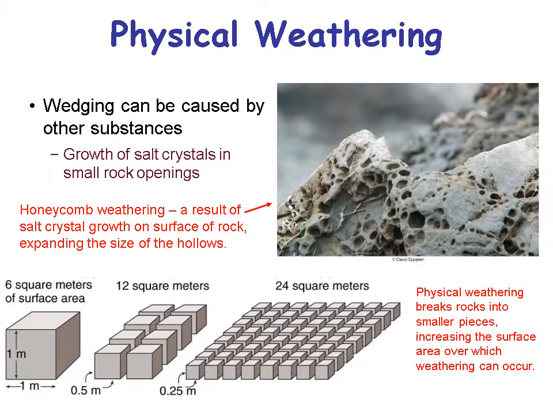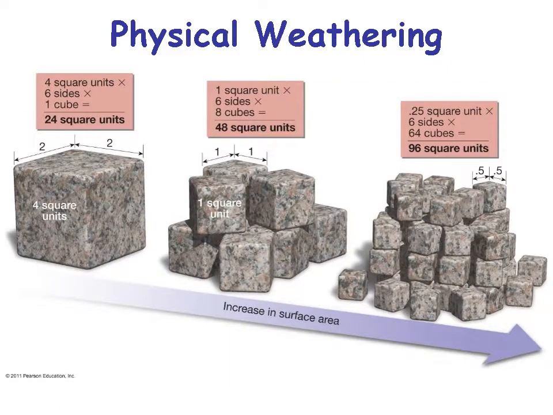An example of physical weathering is that picture there. It's a honeycomb weathering, and it's the result of salt crystal growth on the surface of a rock, which expands the size of the hollows. There are all kinds of interesting ways that you can get physical weathering. That's one of them. So here's an example from granite showing the same type of thing, where you get lots more surface area when it's broken.